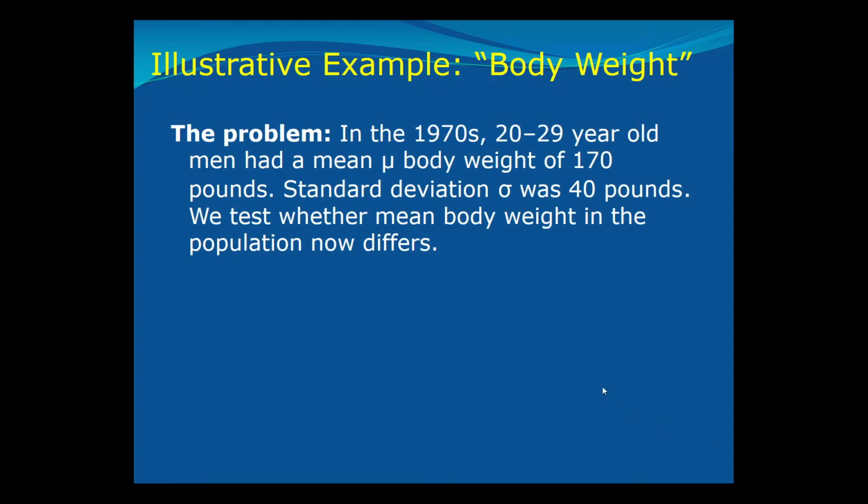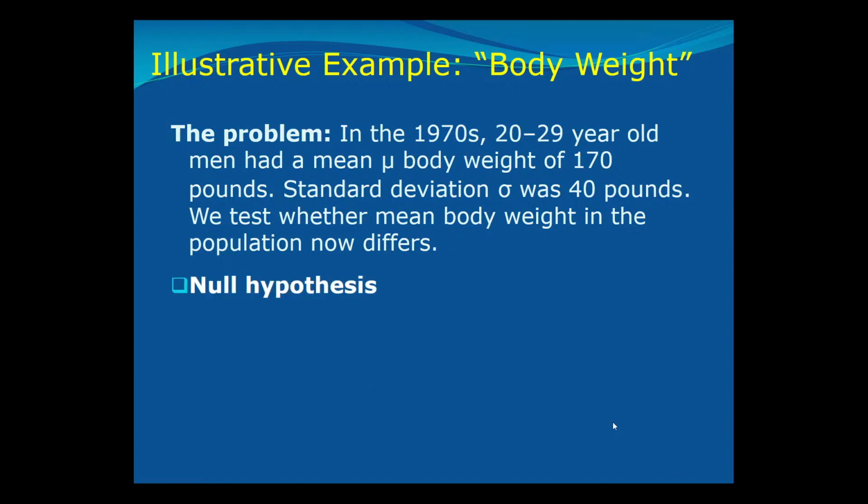Let's look at the example. The task is the next one. In the 70s, 29-year-old men had a mean body weight mu of 170 pounds. Standard deviation sigma was 40 pounds. We test whether mean body weight in the population now differs.